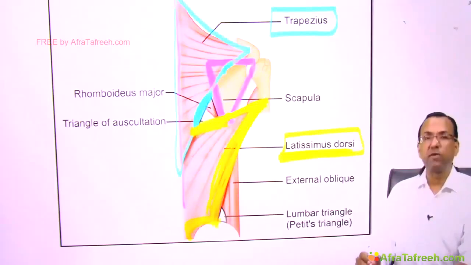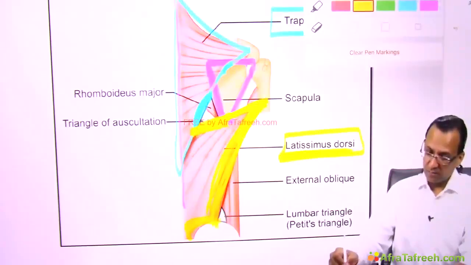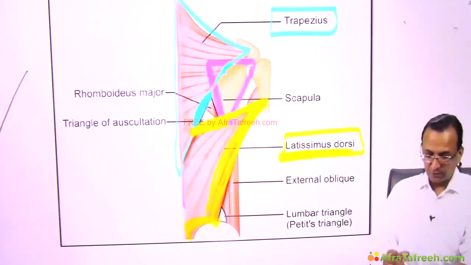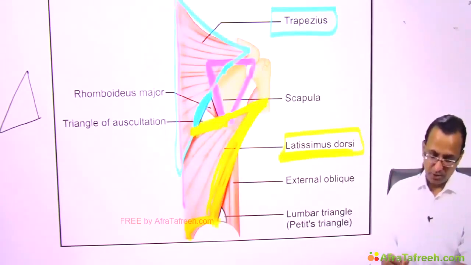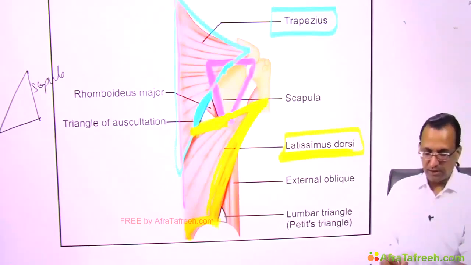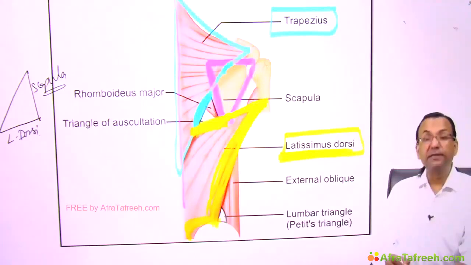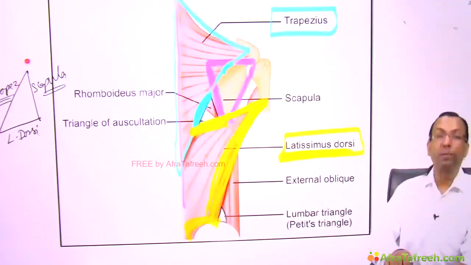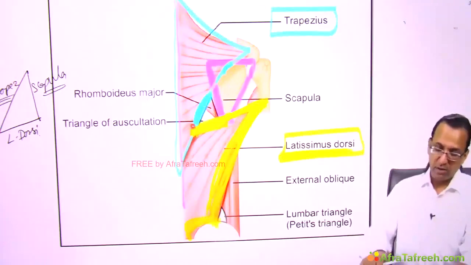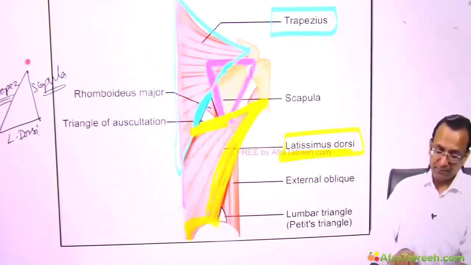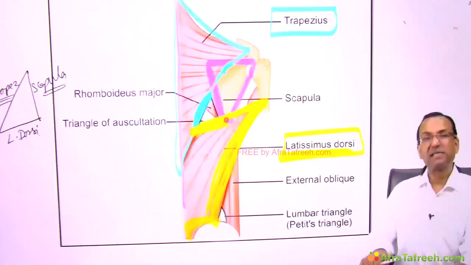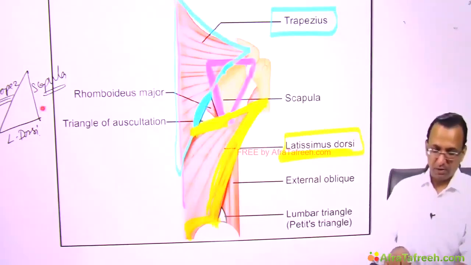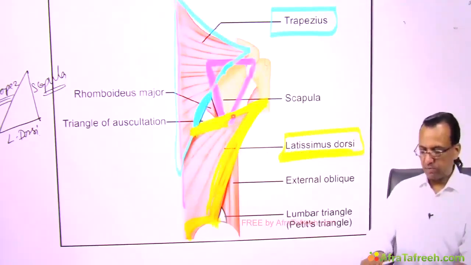Can you tell me the boundaries again? You can draw them yourself. You mean to say scapula on the lateral side and latissimus dorsi on the inferior side? Yes, and trapezius on the medial side, you can say superomedial. And scapula is lateral, and this is the inferior boundary.